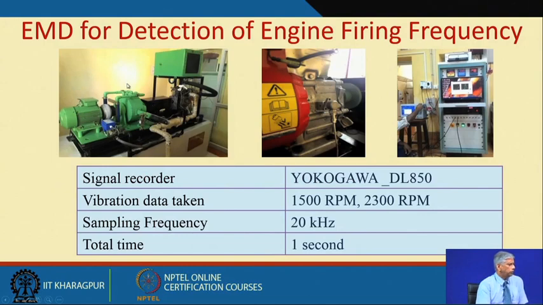This is an example which I thought I will introduce to you from our lab. This is a single cylinder engine, which is being loaded by a dynamometer, and this is a high temperature accelerometer mounted on this engine, and this is the control panel for that engine, and the data was taken in a data recorder. Vibration data at 1500 rpm and 2300 rpm of the engine was taken. The sampling frequency was 20 kilohertz, but you see the total time of the signal was only 1 second.